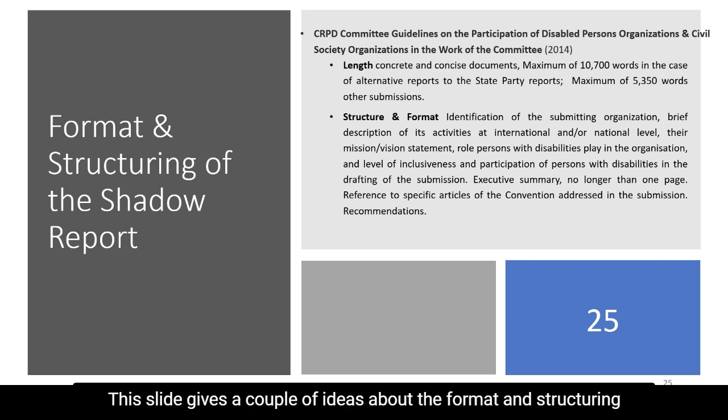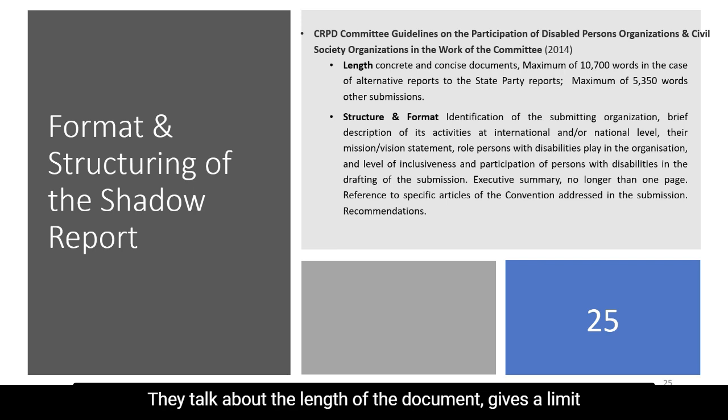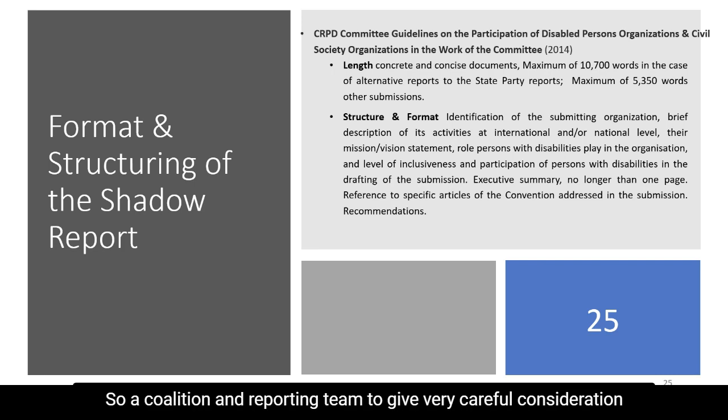This slide gives a couple of ideas about the format and structuring of a shadow report. There's more detailed guidance in the CRPD committee guidelines on the participation of disabled persons organizations and civil society in the work of the committee. That was published in 2014. It talks about the length of the document, gives a limit as well. It talks a little bit about the structure and the format as well. Identifying, you know, who is the submitting organization and coalition, describing some of its activities and mission and vision statement, role of persons with disabilities in the organization, and so forth. And it talks a little bit about the format of a report. So a coalition and reporting team ought to give very careful consideration to those guidelines prior to commencing their work.